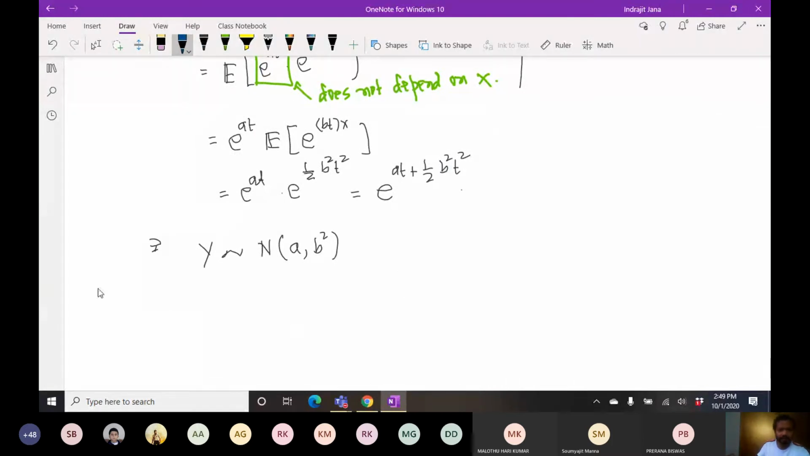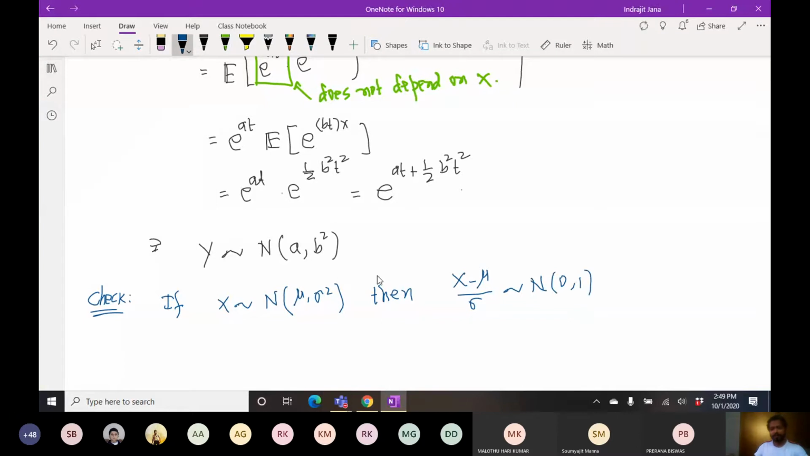Okay, any question about this example here? Now let me write down something that you can check. Suppose x follows a normal mu sigma square. Then if you define a new random variable, let's say x minus mu divided by sigma, that will follow a normal 0, 1. Exactly the same technique.